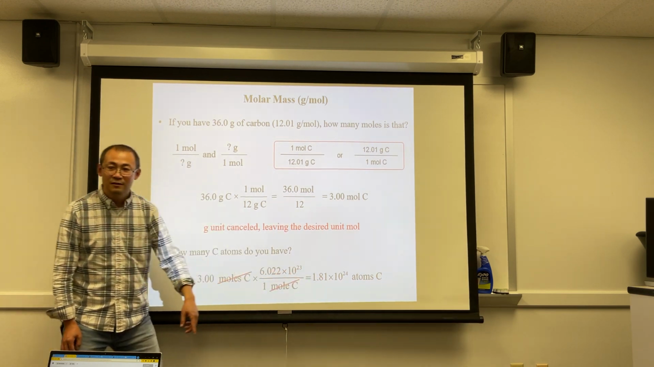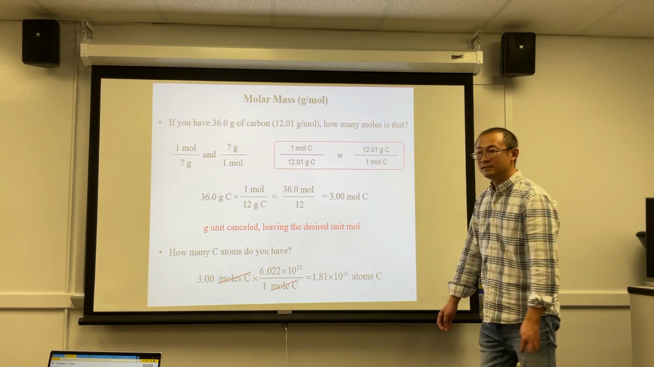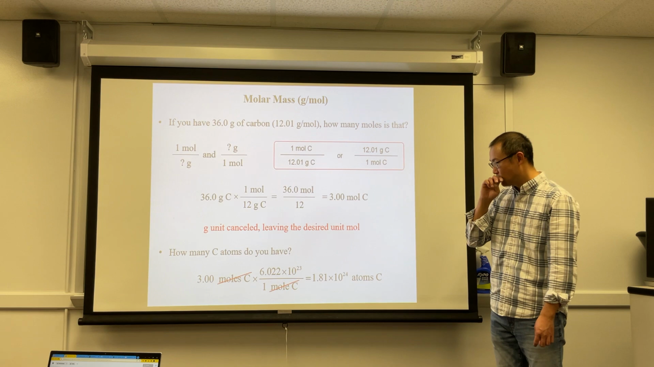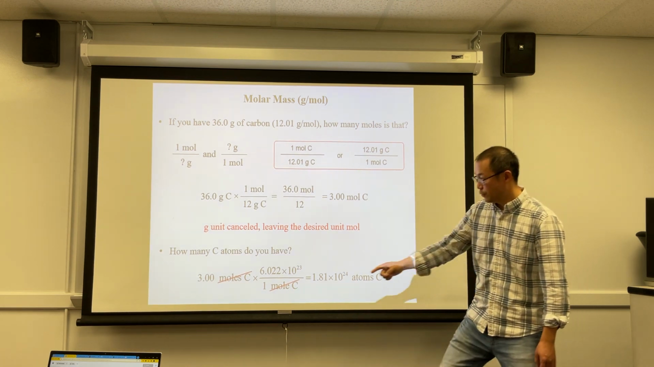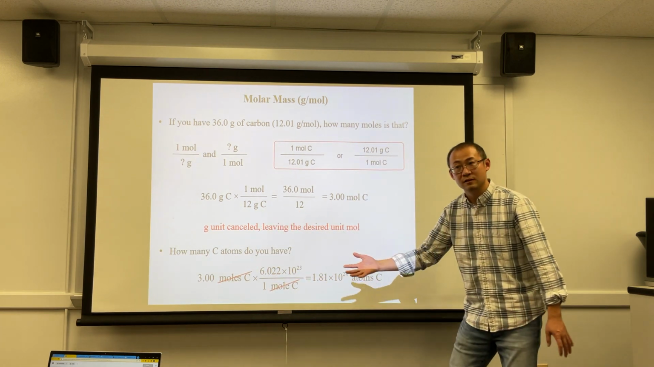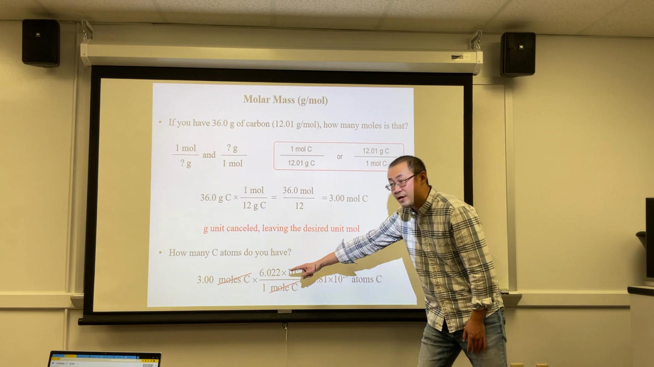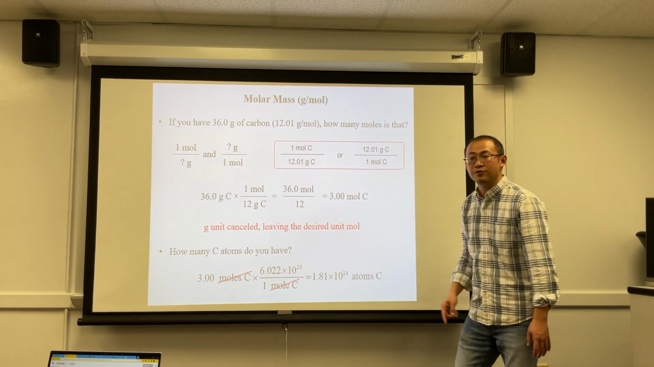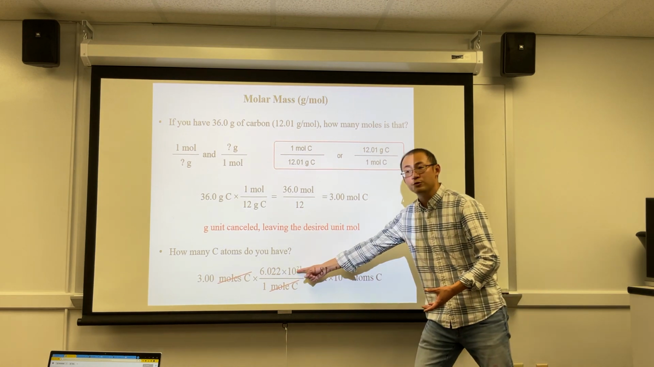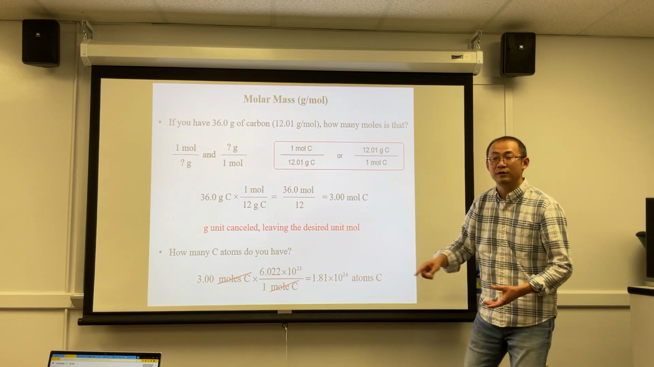I get 1.81 times 10 to the 24th. So you did 6.02 times 10 to the 23rd divided by 3? Multiplied by 3. 3 is on top. If it's on the bottom, you divide. If it is on top, you multiply. So 3 times 6.02 times 10 to the 23rd. So you're actually getting 18 point something times 10 to the 23rd. Then you move the decimal to the left by one more, then increase the exponent to 24.